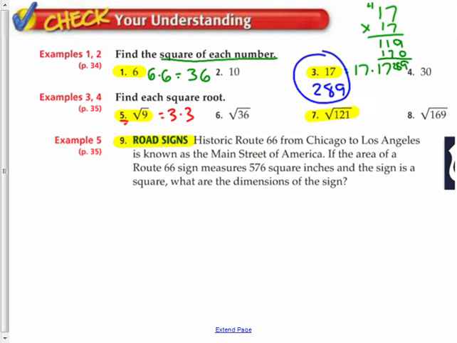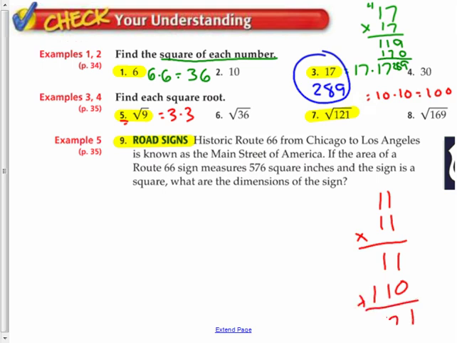Number 7, if you take a look, it's the square root of 121. All right, the square root of 121. Now, I'm going to go back to my math sense, and I know that 10 times 10 equals 100. So I'm pretty close. Let's go up just one more and look at 11 times 11. 1 times 1 is 1. 1 times 1 is 1. Drop a 0. 1 times 1 and 1 times 1. When I add that together, there you go. So I say the square root of 121 is 11.